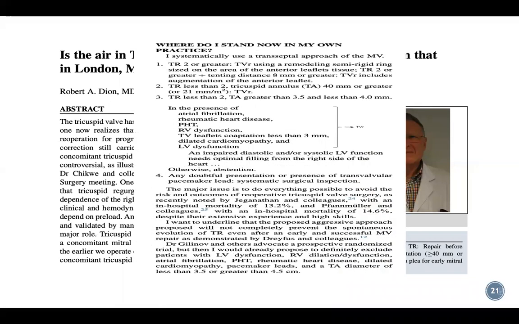Also, he described where he stands now in his own practice: any patient in the gray zone, with TR less than 2 and annular diameter greater than 3.5 and less than 4. But he will address it in cases of atrial fibrillation, rheumatic heart disease, pulmonary hypertension, RV dysfunction, tricuspid valve leaflet coaptation less than 3, dilated cardiomyopathy, and LV dysfunction.